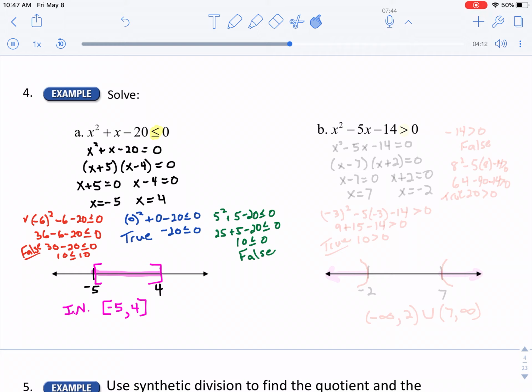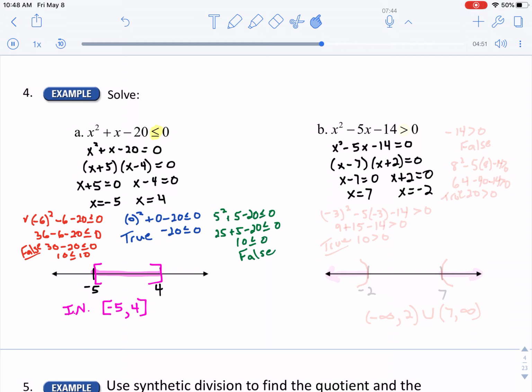Let's go to the second problem. All right, we're going to start with the same process, and we're going to let the quadratic equal 0. So we get x squared minus 5x minus 14 equals 0. Then we're going to factor it. It factors into x minus 7 times x plus 2 equals 0. And then we set each part equal to 0, so we get x minus 7 equals 0, and x plus 2 equals 0. Add 7 to both sides, we get x equals 7. Subtract 2 from both sides, we get x equals negative 2.